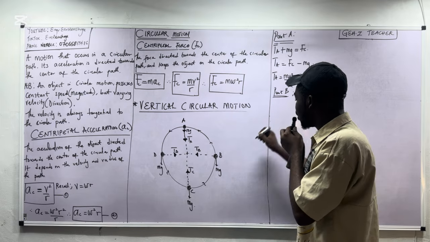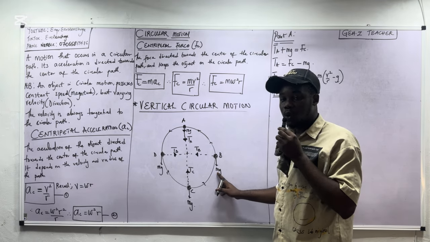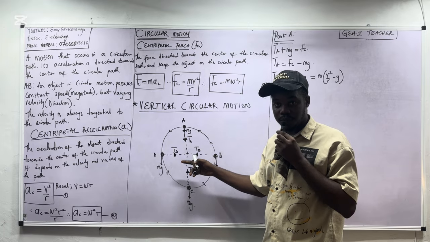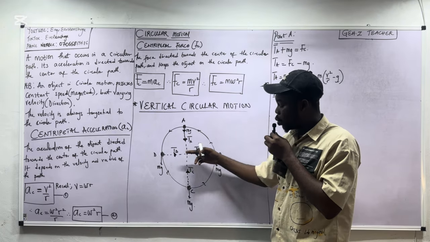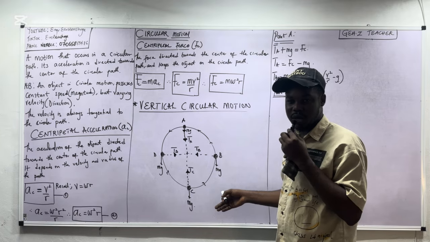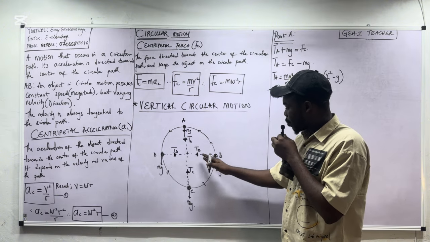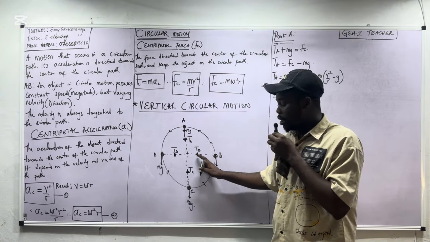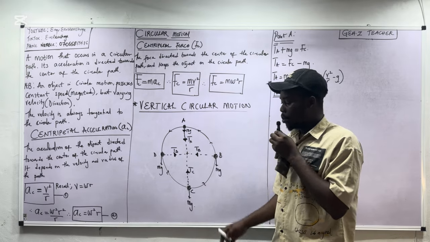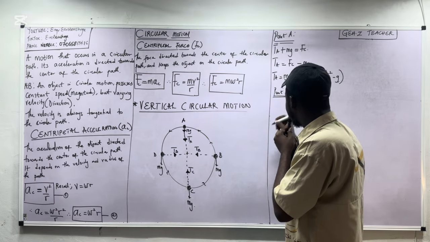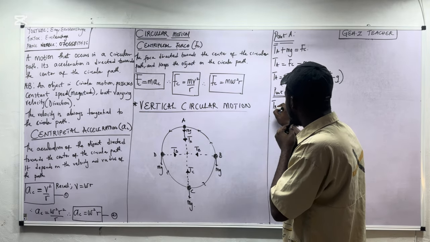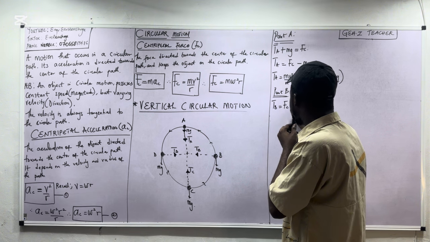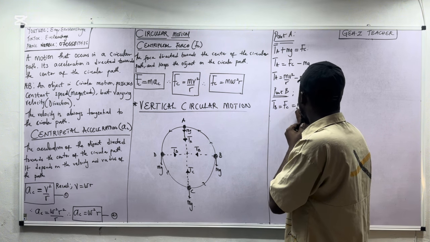if you observe, the weight, the mg, will not affect the FC, because FC is moving inward, but mg is just going down, so it doesn't really matter. Now it means that at point B, the tension is actually equal to the FC, because they're in the same direction. So we can say at point B, TB is just equal to FC, which is mv squared over r.